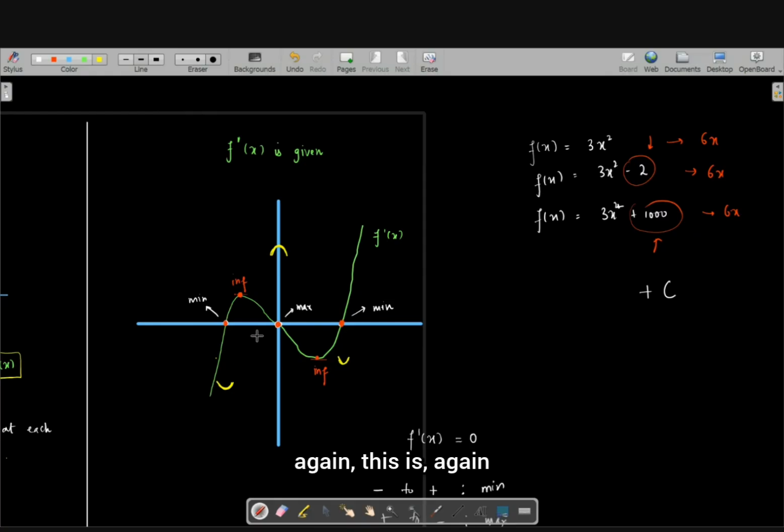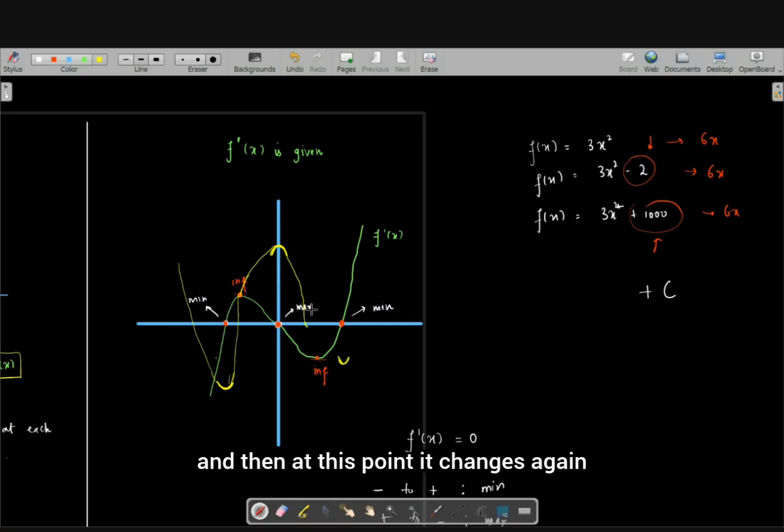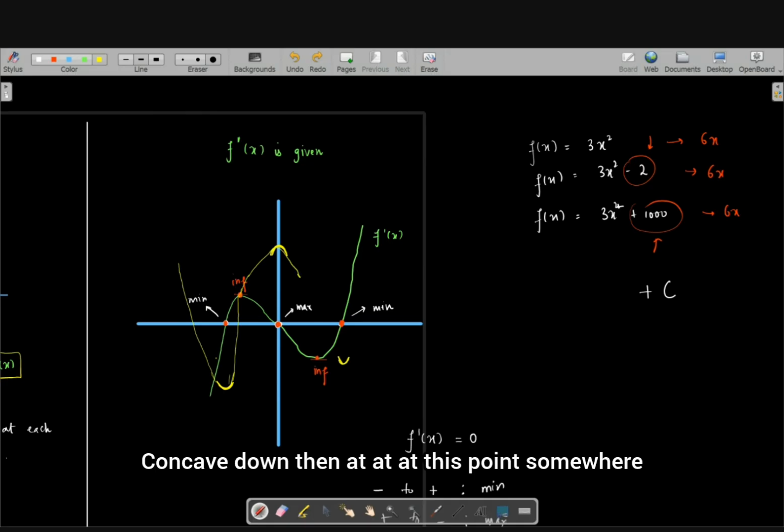Again, it's going to be a rough sketch. We know that here it's a point of inflection, so here the concavity will change. So I'm going to draw it now. This is the point of minima, so this looks concave up. And then after this point, it changes its concavity. It becomes concave down. And then at this point, it changes its concavity again. Concave down, then at this point somewhere, it will become concave up.